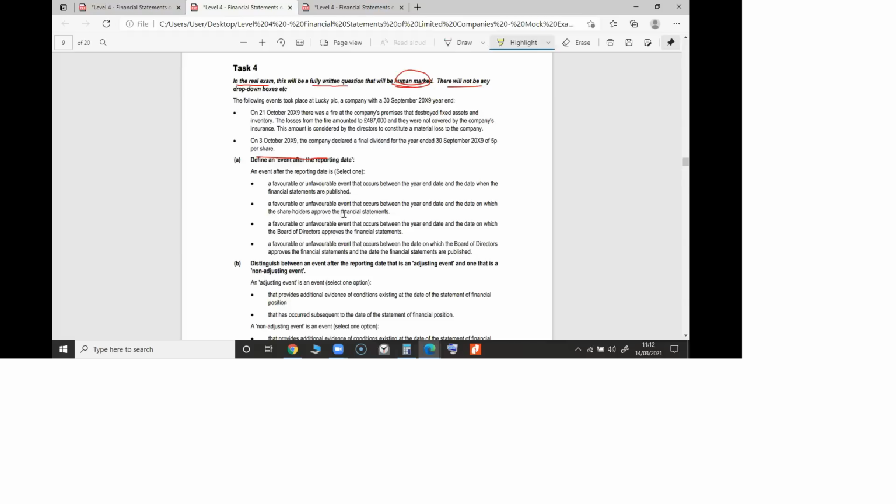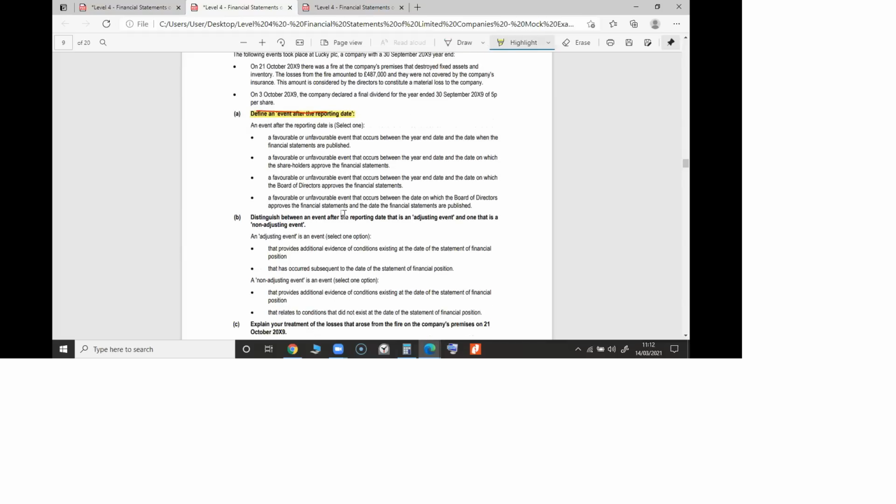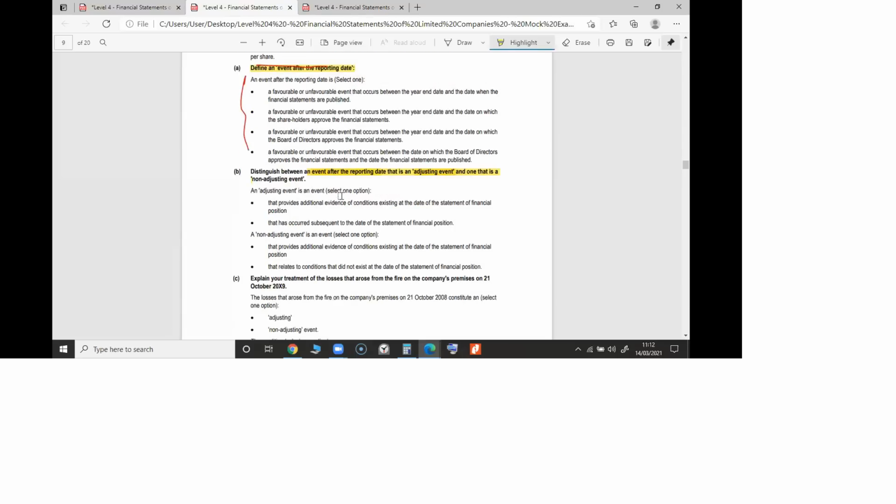Anyway, moving on. Define an event after the reporting period. So they have given you quite a few options. You need to choose the correct one, but basically not in the exam like this. You need to write it. Number B, distinguish between the event after reporting period, adjusting event and non-adjusting event. Yeah, IAS 10 basically you're talking about. Adjusting event and non-adjusting event. So you need to describe, write it down in your own words.